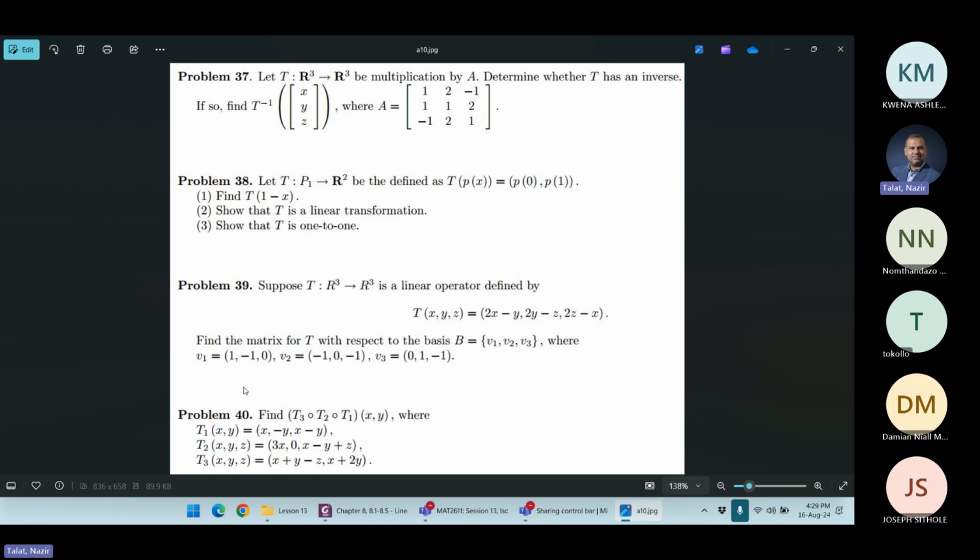And in the next problem, find the composition T3, T2, T1, where T1, T2, and T3 are available in this way. We know that if we apply T3, T2, T1, then first of all we need to operate T1, then its answer needs to be applied to T2, and then its answer needs to be applied to T3. So this is the idea: find the composition of three transformations.